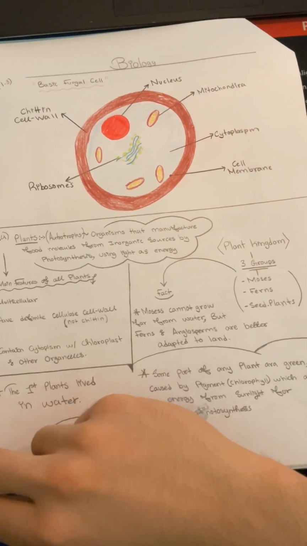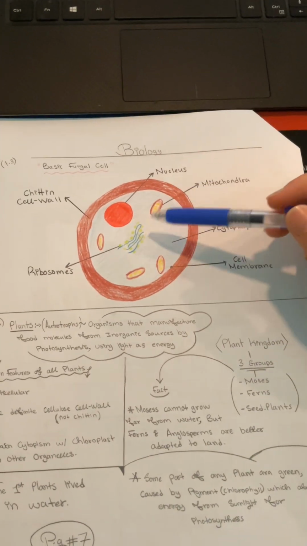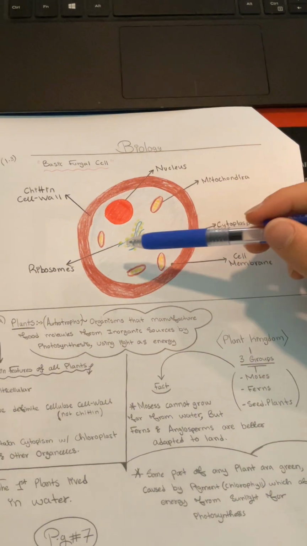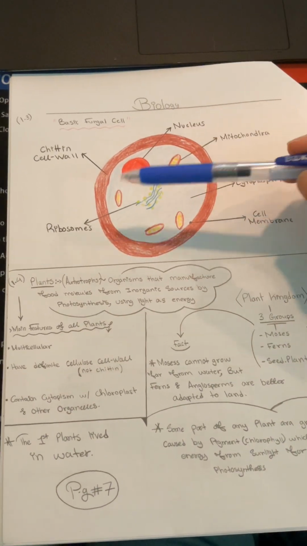This is a basic fungi cell. So you have a chitin cell wall, then the cell membrane, a nucleus, mitochondria, cytoplasm, and your ribosomes. If they are attached, then it is a rough endoplasmic reticulum.